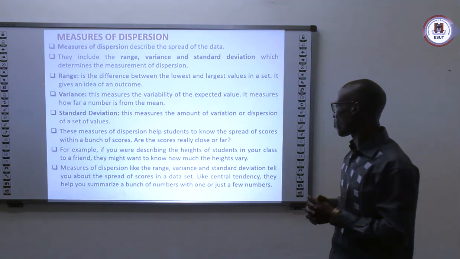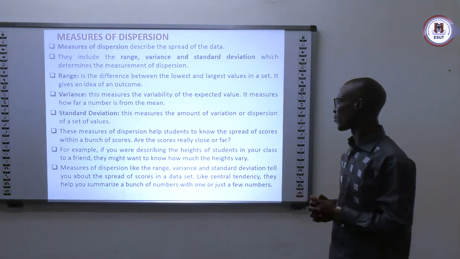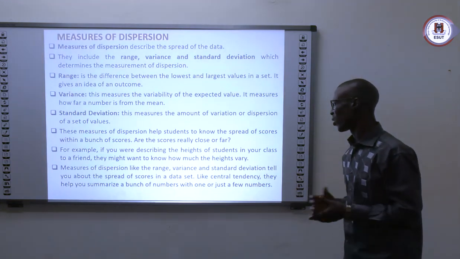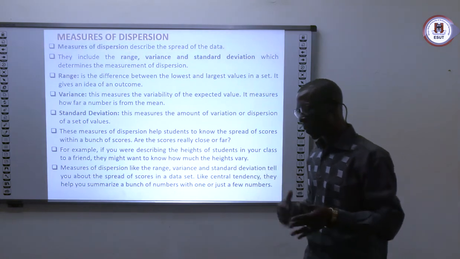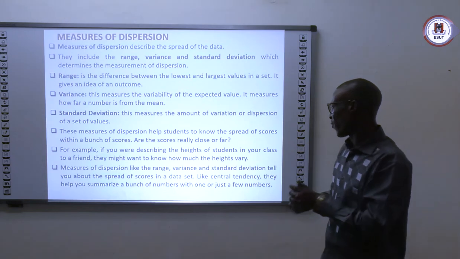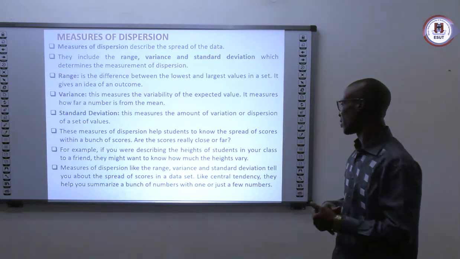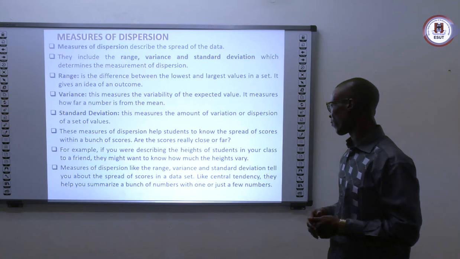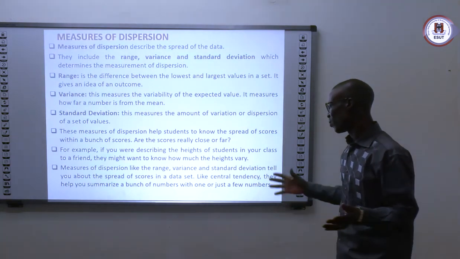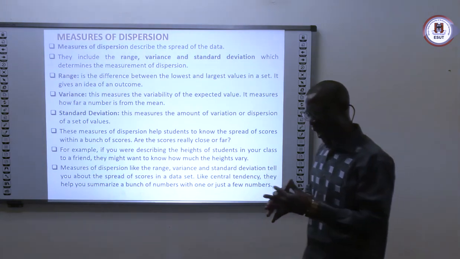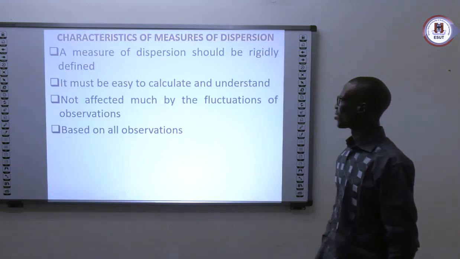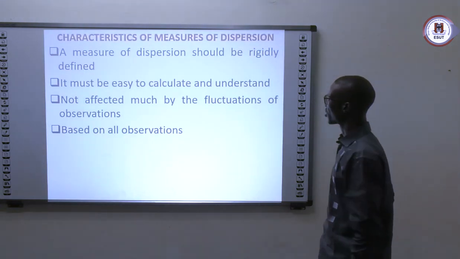So these measures of dispersion help students to know the spread of scores within a bunch of scores. Are the scores really close together or far apart? Are the numbers close to themselves or are they far from themselves? So measures of dispersion like the range, variance, and standard deviation tell you about the spread of scores in a data set, as we said. So central tendency and dispersion both help to summarize data and make it easy to understand.